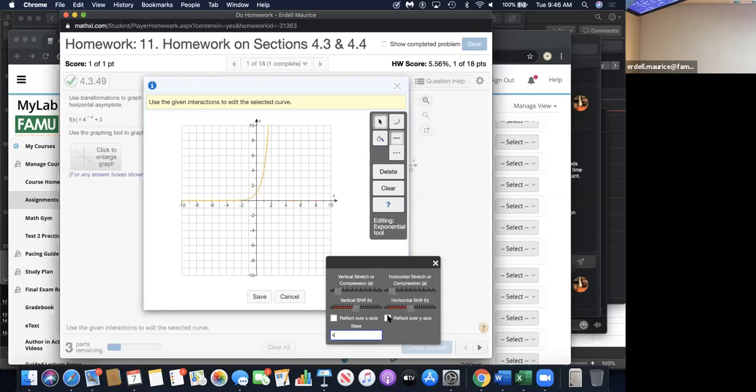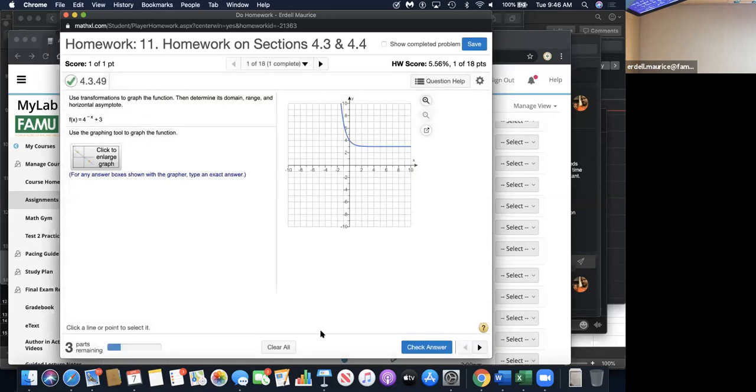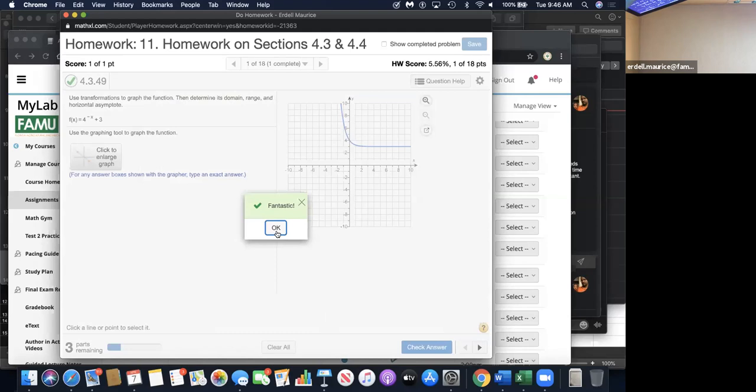This is the one you gotta click. See right here, reflect over the y-axis. And then the +3 means the graph is going to shift up. 1, 2, 3. And so therefore, for my function right here, close. Now, once I have this right here, my answer.